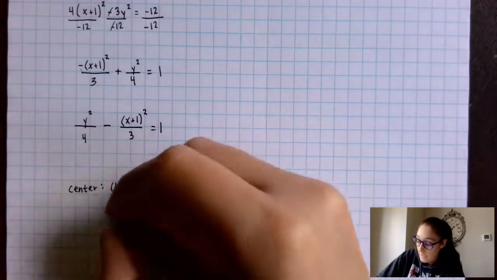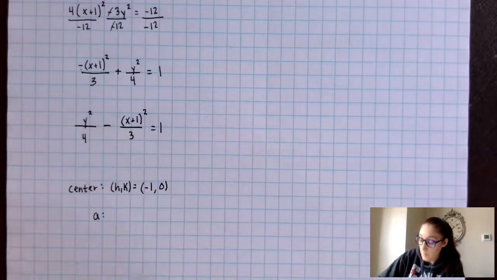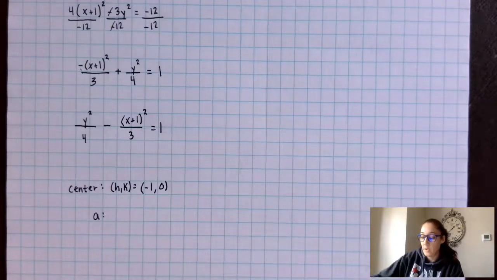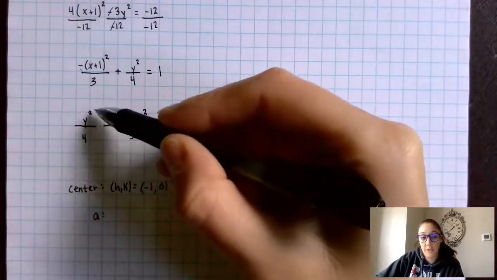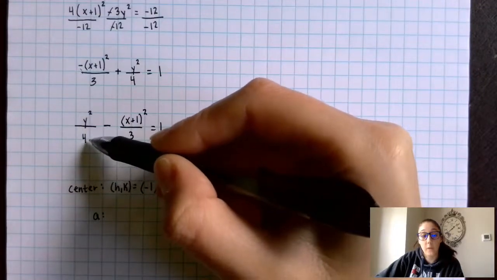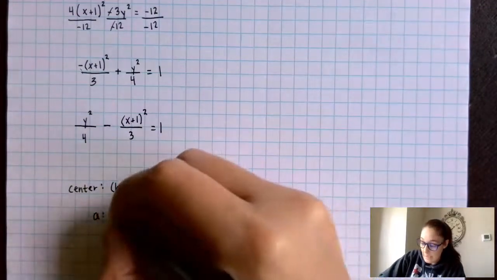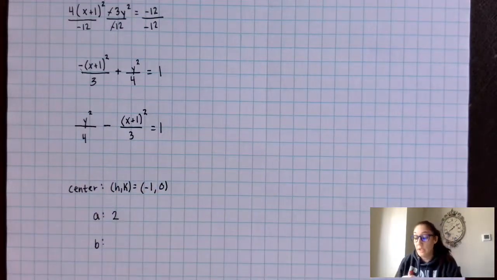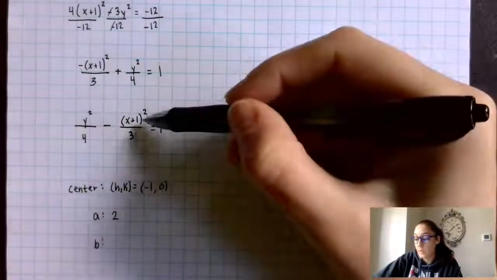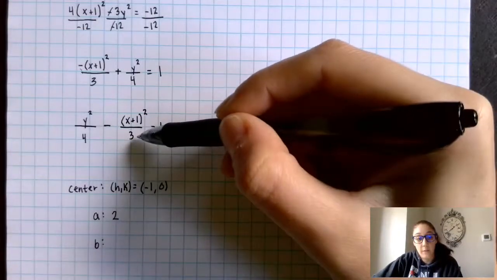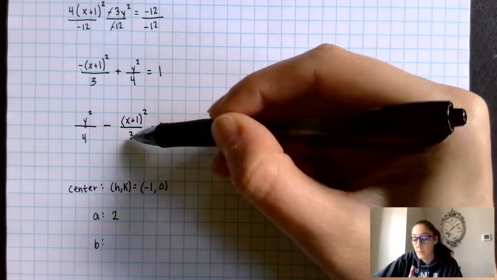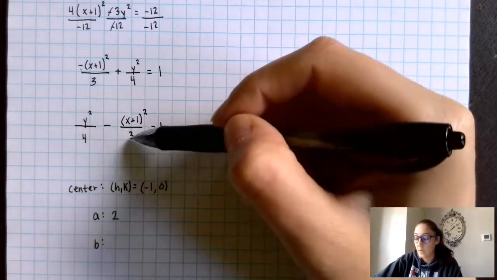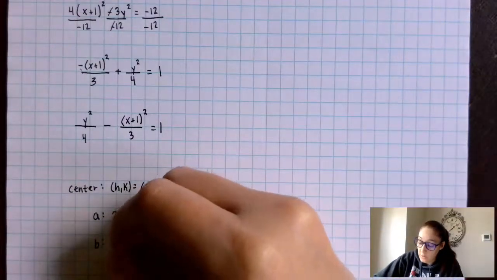Alright, my a. Remember that a is always the value underneath the positive fraction. So here, this is my positive fraction. If I rewrote 4 in squared form, that would be 2 squared. So a is 2. And then b would be the denominator of the negative fraction. So this is the negative fraction. And if I rewrote this in squared terms, I would have to do the square root of 3, right? That's how I got 2 here. The square root of 4 is 2. So this would be the square root of 3, which is just the square root of 3.